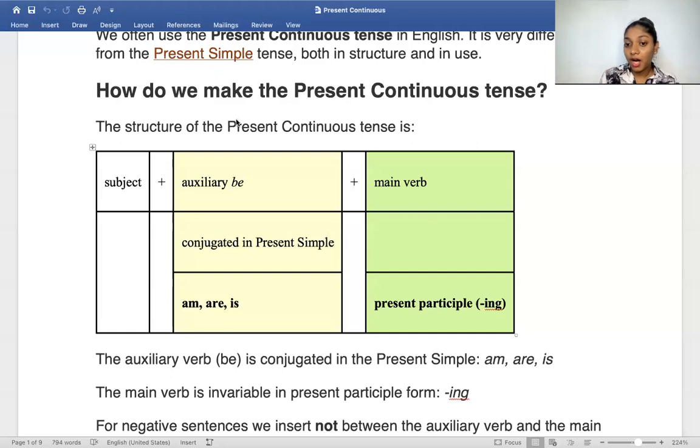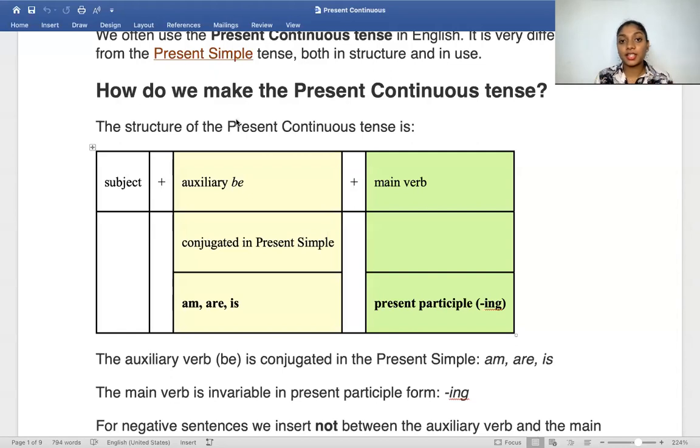And what is the name given to this ing form? What is it? Present participle. That is the ing form in other words. Okay. So you can easily remember it as ing.